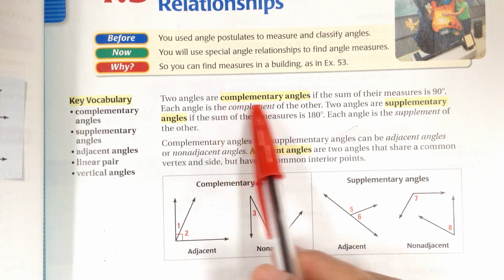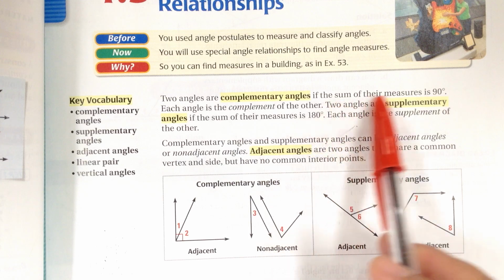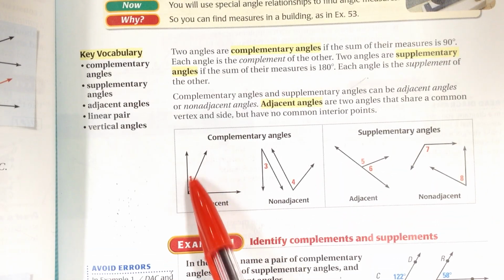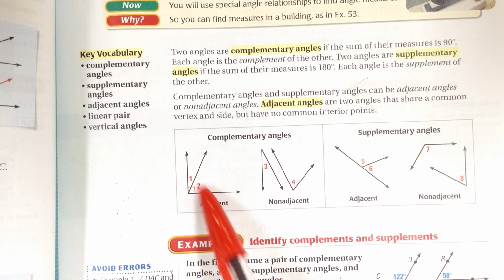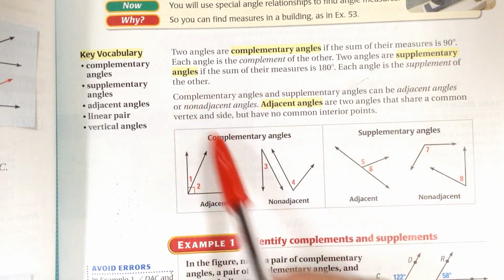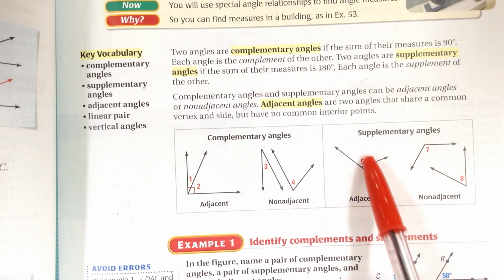So first is complementary angles. Complementary angles are when two angles add up equal to 90. An example of that would be this one here. See angle 1 and angle 2, they add up equal to 90 degrees, so these are complementary angles. The next one is supplementary angles. These are when two angles add up equal to 180. An example would be angle 5 and 6.